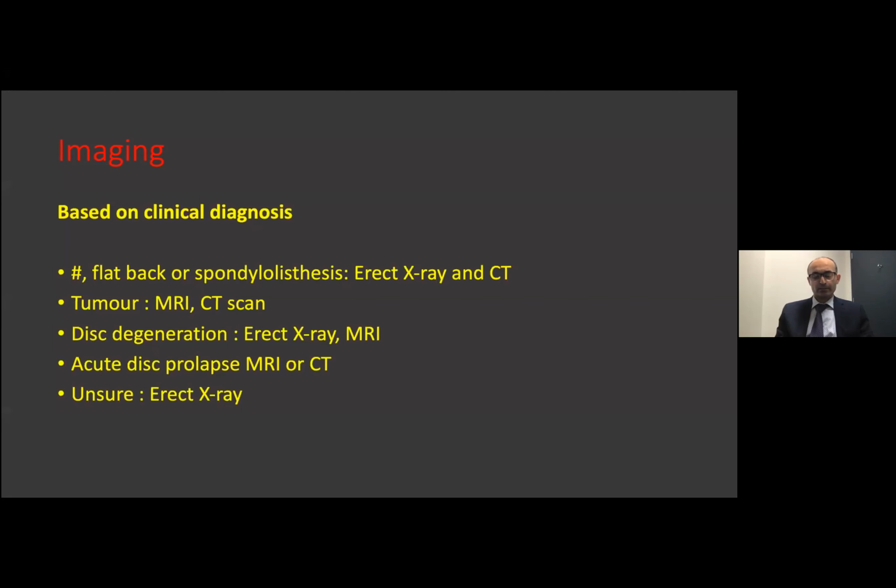Acute disc prolapse, where the patient comes with radiculopathy or foot drop, yes, an MRI scan is a good way to start. If you don't have access to MRI, you can order CT, and sometimes you're lucky to see the disc prolapse on a CT soft tissue window, which I'll show an example of. If you're not sure where to start from, or you're just getting lost, an erect X-ray of the lumbar spine, thoracolumbar spine or the entire spine will be a very good starting point.